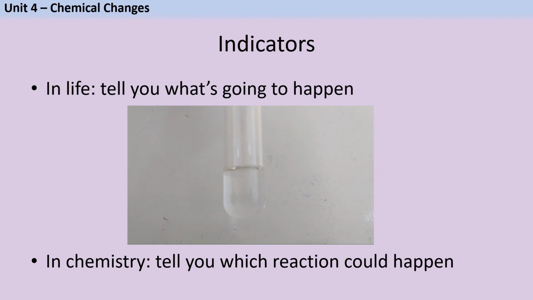Here, I've got some hydrochloric acid, and I know that if I add a little bit of calcium carbonate to it, I'm going to see bubbles. It fizzes and releases carbon dioxide, and I can predict that that will happen because I know that it's an acid. But what if I didn't know that this liquid was an acid? I can use a chemical indicator to tell me that it is, and that allows me to predict that this reaction would happen.